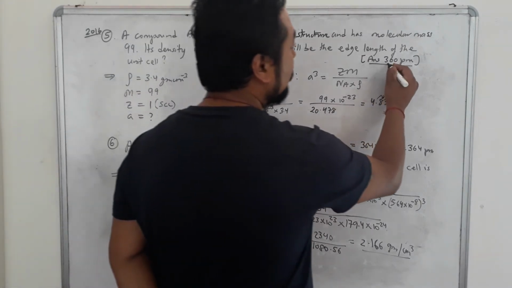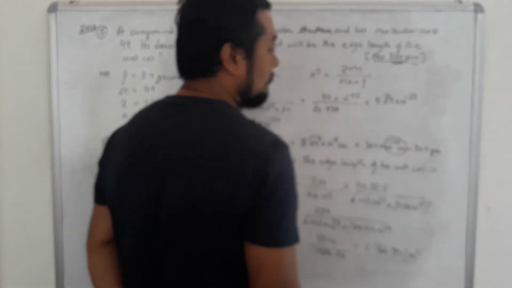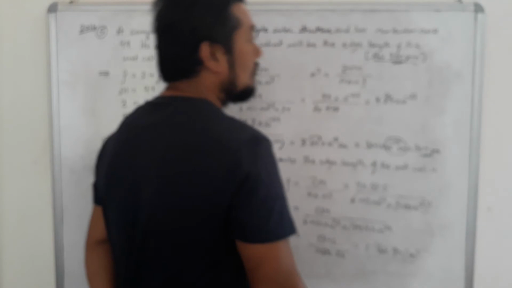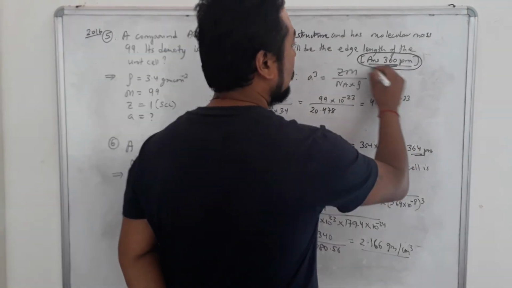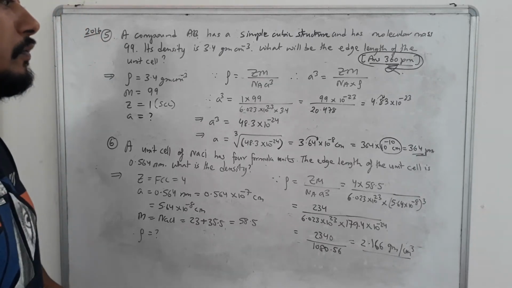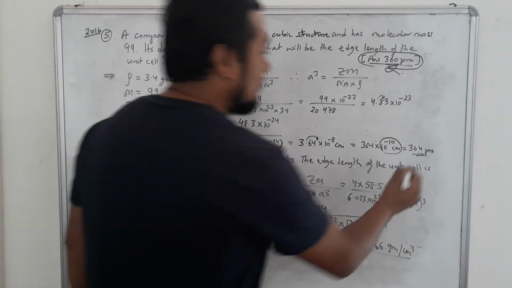The answer given in the book is 360, but we are getting 364 picometer, students. So this answer given by the book is wrong. Do remember, this is the right answer. So the answer should be 364 picometer, students. And this is how we solve the sum.